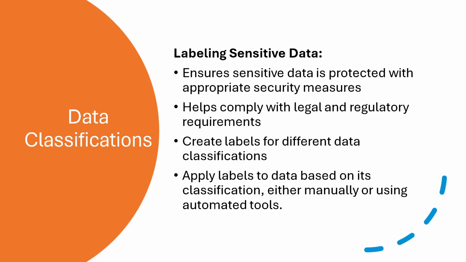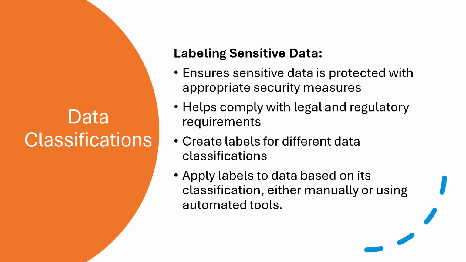Data classifications. Data classification is the process of organizing data into categories based on its sensitivity and the level of protection it requires. Properly labeling sensitive data helps ensure that it is handled appropriately and safeguarded against unauthorized access.